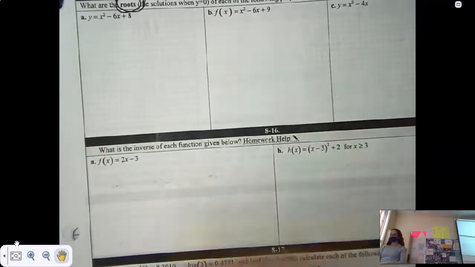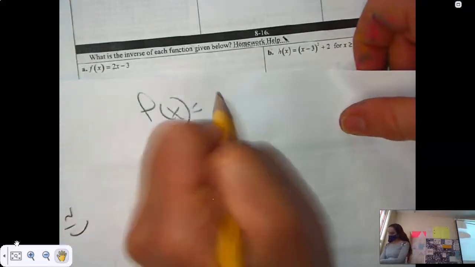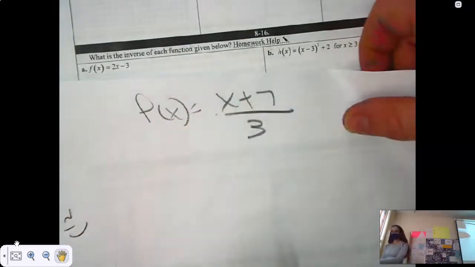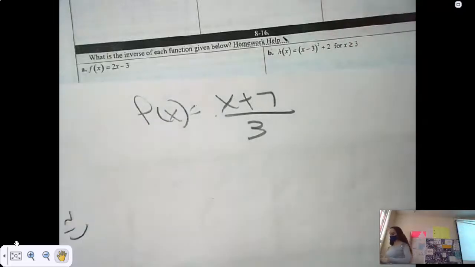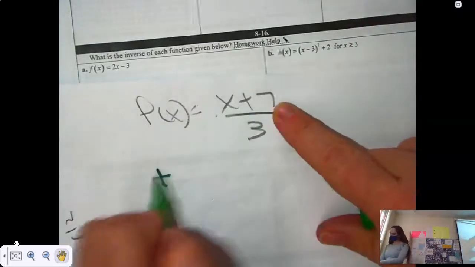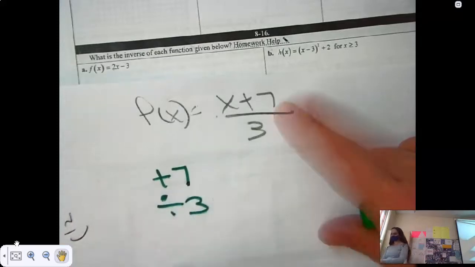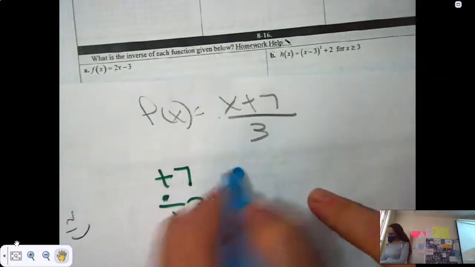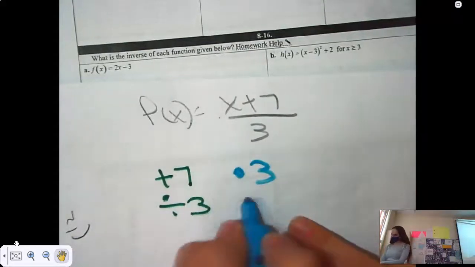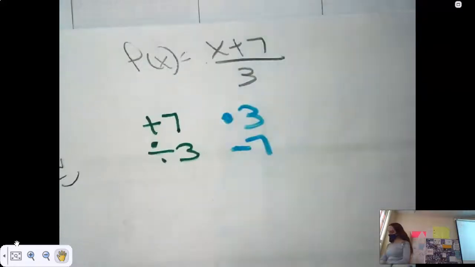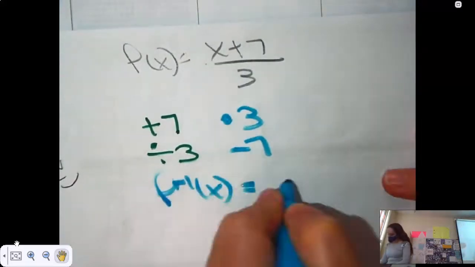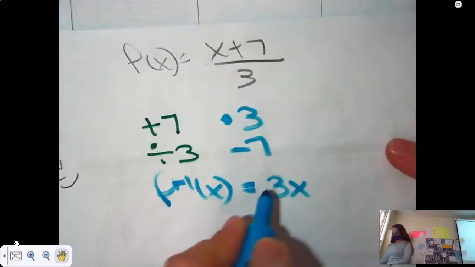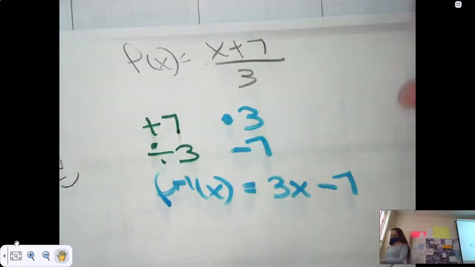Remember, that's when we go forwards and backwards. Let me do a different example that might help you with this one. If this is f of x equals x plus 7 over 3, you would look and see, what's the first thing that's happening? The first thing that's happening to the x is you're adding 7, and then you're dividing by 3. So the inverse is going backwards. The opposite of dividing by 3 is multiplying by 3. The opposite of adding 7 is subtracting 7. So that means my inverse would be take the x, multiply it by 3, and then subtract 7. Okay? I will do another one just to make sure.